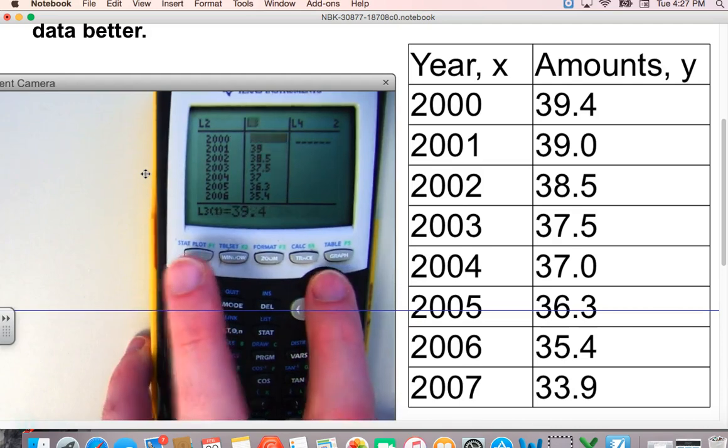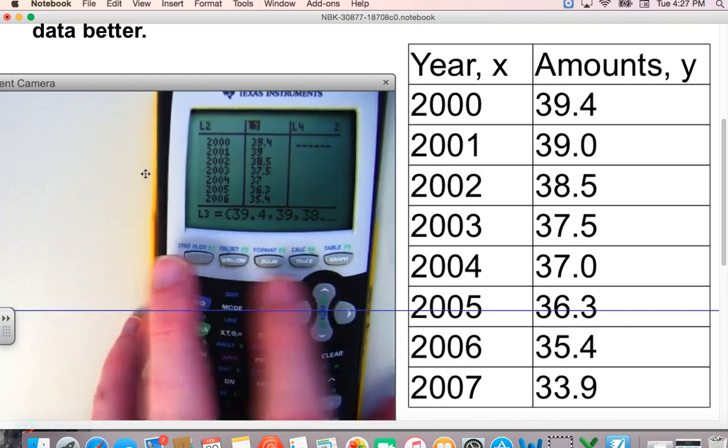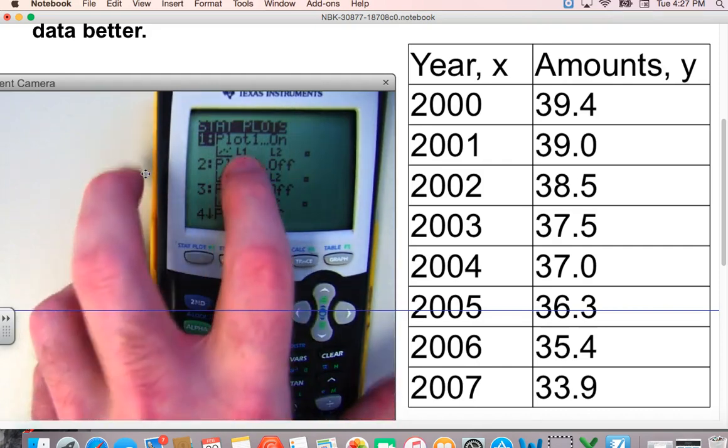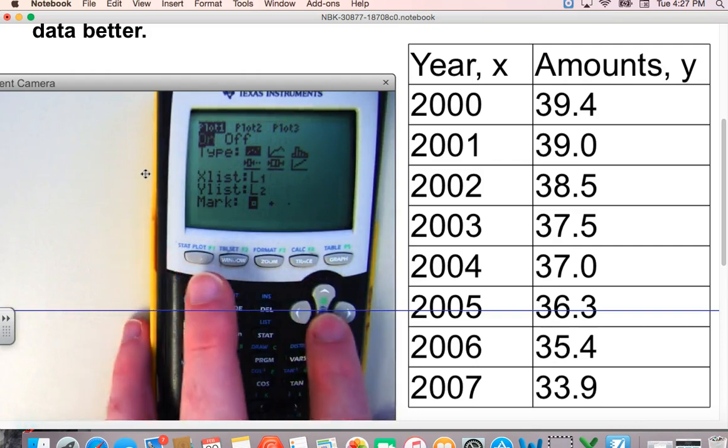Oh, it's because I have L2 and L3 now. So when I do my stat plot, I need to make sure my stat plot up here, go to second stat plot. See, I've got L1, L2. I need to make sure those match L2 and L3.